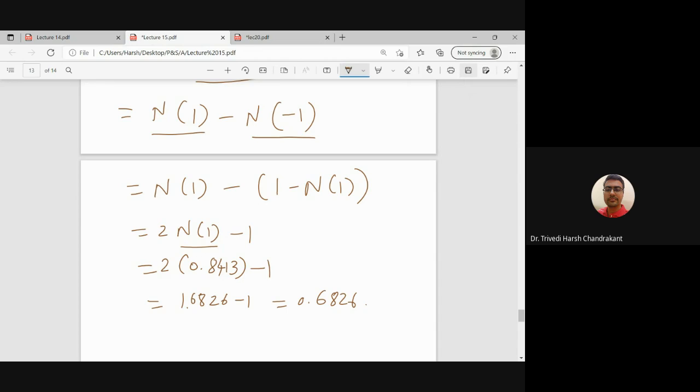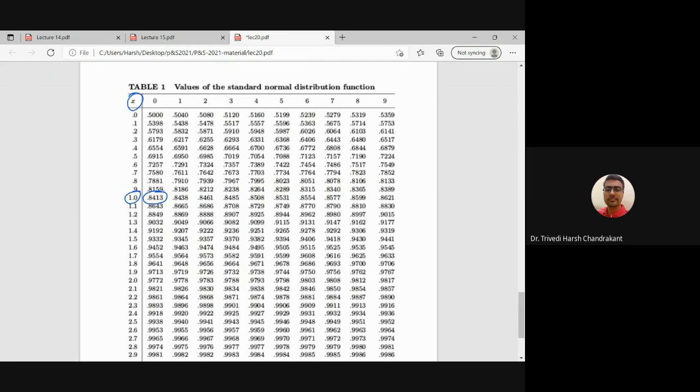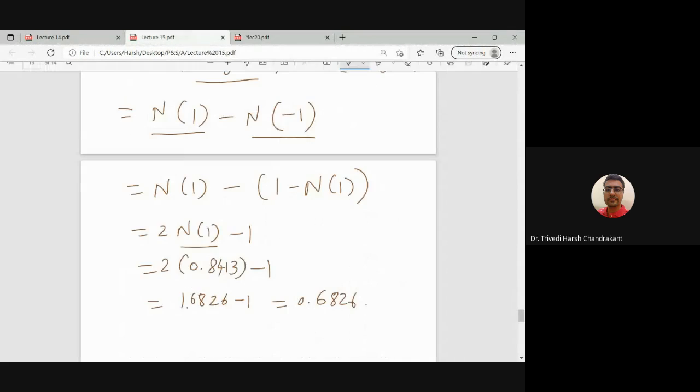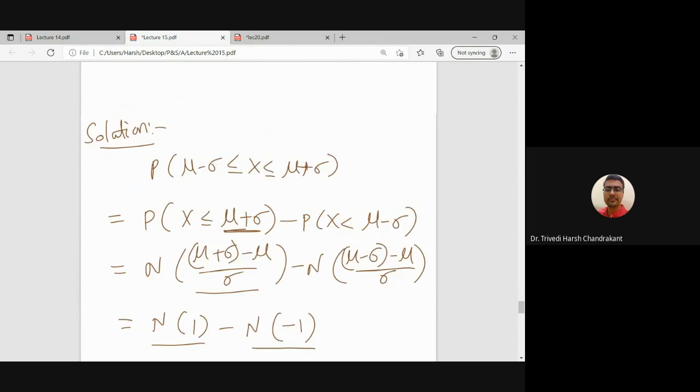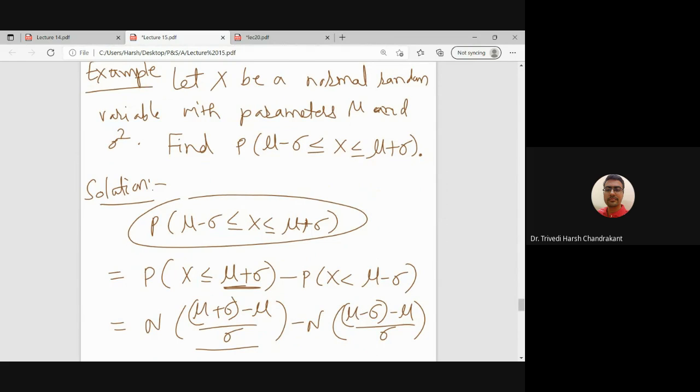Right, so we can use this table to find different values. Using the standard normal, what we have seen is that we can find the probabilities of different events of any general normal random variable using the standard normal random variable table.